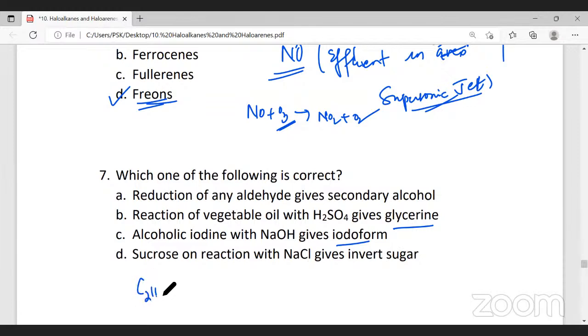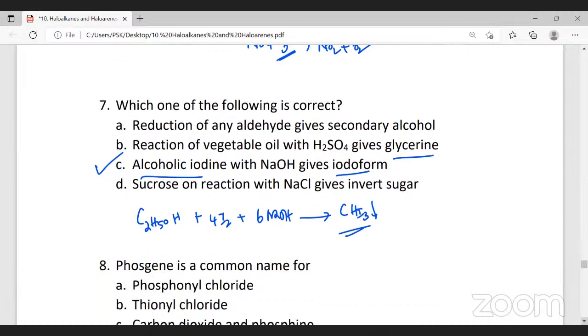Now, ethanol when reacted with iodine and sodium hydroxide. See, alcoholic iodine means ethanol and iodine. So this gives us iodoform, a yellow precipitate. Therefore, the answer for this question is option C: alcoholic iodine with sodium hydroxide gives iodoform.